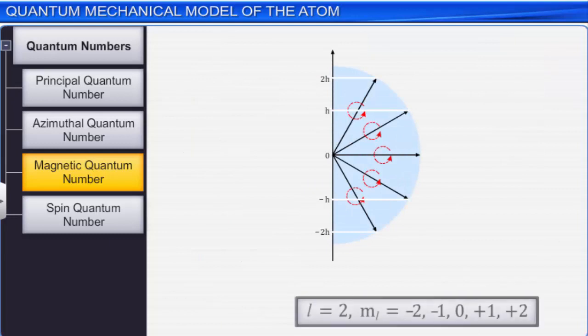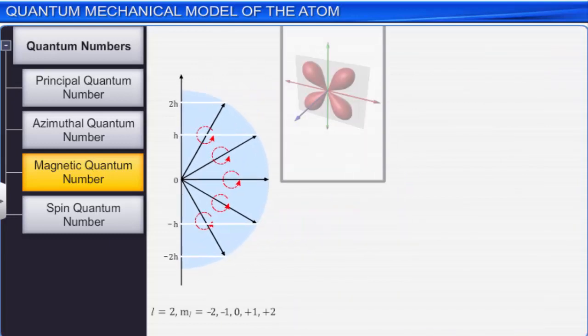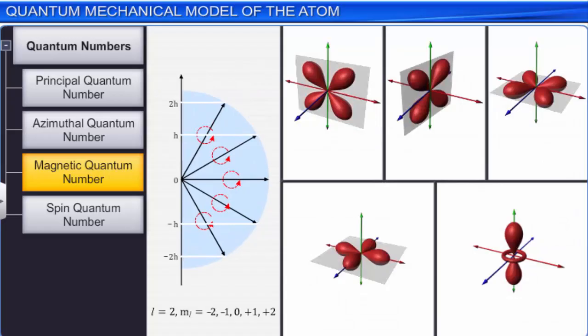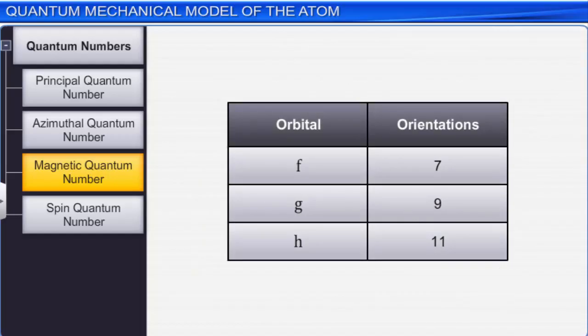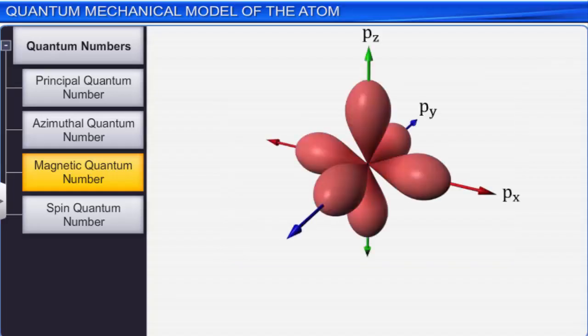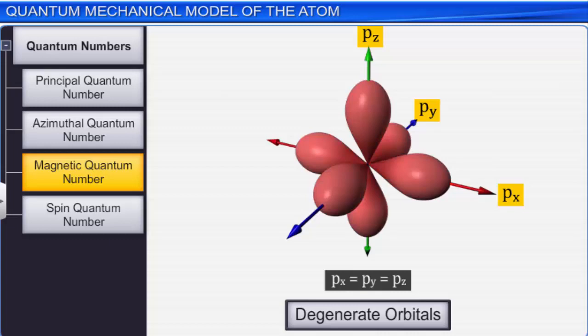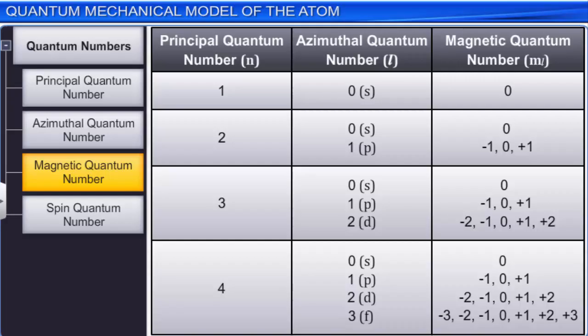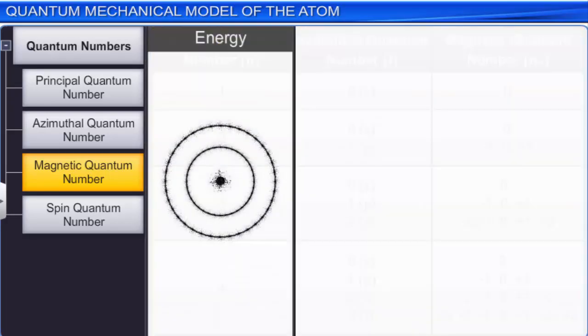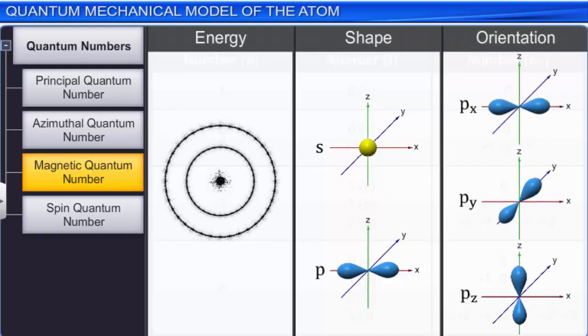Similarly, for l equals 2, the d subshell has 5 preferred orientations and hence 5 orbitals. Using the same calculation, f, g and h subshells can have 7, 9 and 11 orbitals each. Note that all orbitals belonging to a subshell have the same energies and therefore are called degenerate orbitals. Thus, the 3 quantum numbers can very well define the energy, shape and orientation of atomic orbitals.